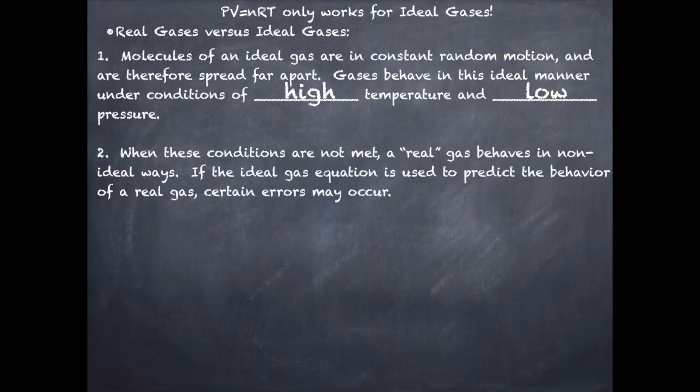Now, when these conditions are not met, you're going to have a real gas. And if you use the ideal gas equation when you have a real gas, you're going to end up with some errors. And so we're going to be dealing with real gases in labs, and so we're just going to have to accept there is going to be some error because we do not have ideal gases.